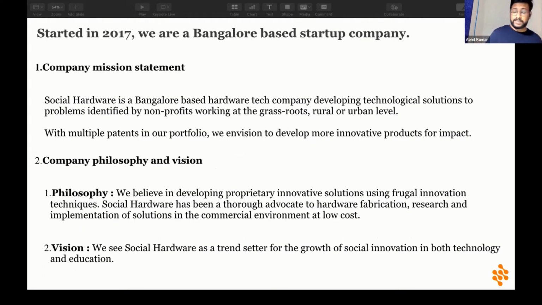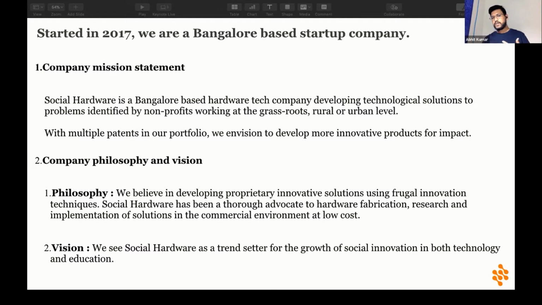Coming back to what we basically do, at Social Hardware, we are a Bangalore-based tech company developing technological solutions for non-profit and impact organizations across the country. We have partnered with more than 7 to 8 non-profit organizations across the country who are working at the grassroots level, rural level or urban level in different states in livelihood, education, health, assistive devices, and so on. We work with them closely in order to understand and identify the problem and come up with an innovative solution.